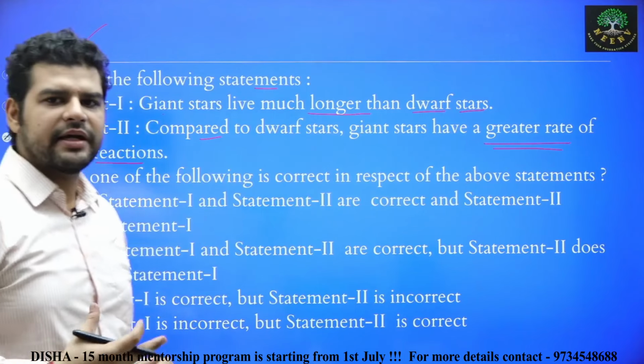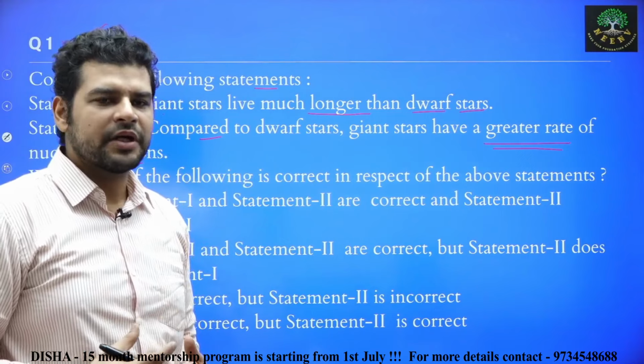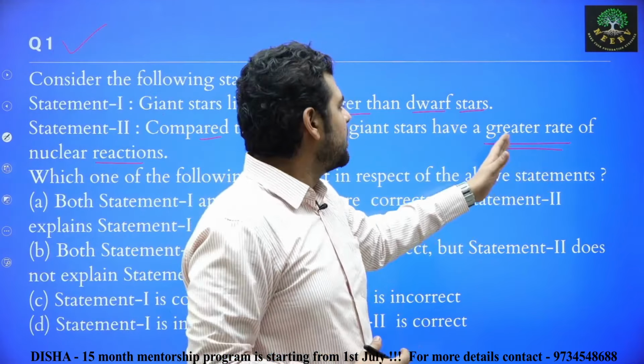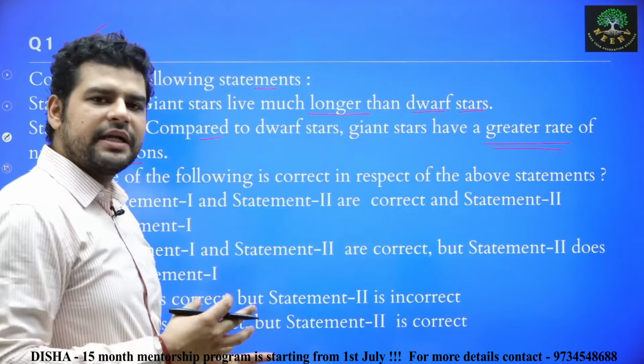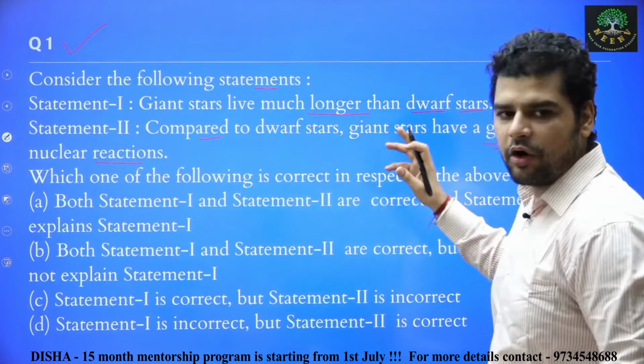Now, what do you mean by greater rate? Greater rate means frequency of something which is happening. So the rate is frequency of something. So greater rate, that means a lot of nuclear reactions will be happening. Before looking at the answer, before trying to solve it, let us see the concept behind it. So the concept is the life cycle of stars.